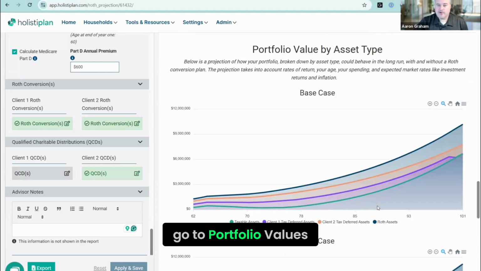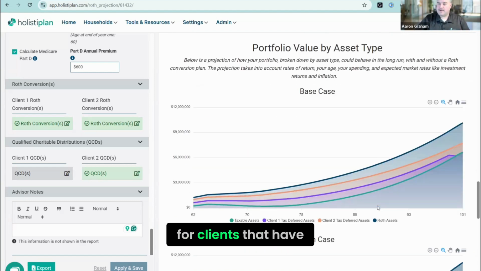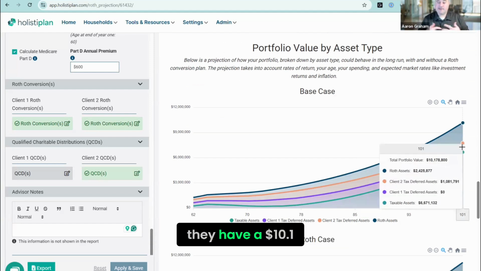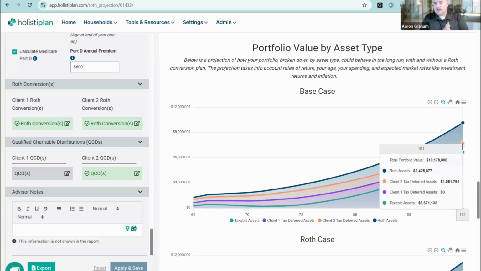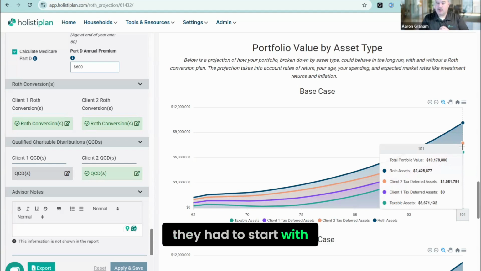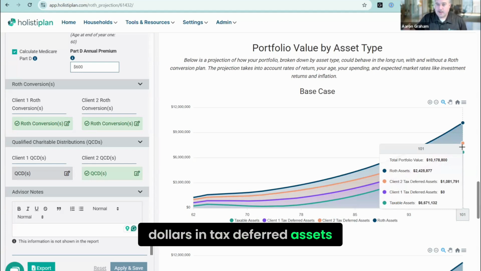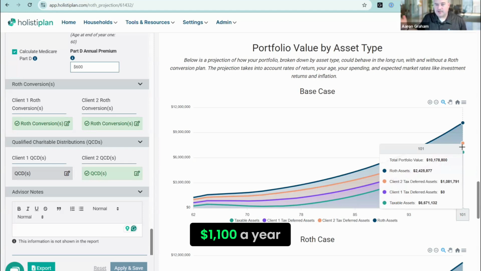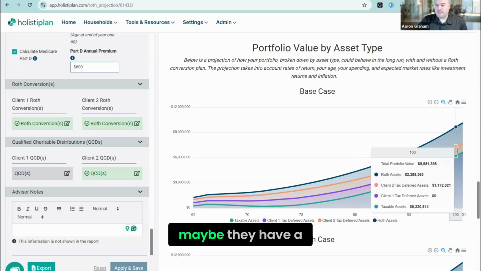And then as we go to portfolio values by asset type, these are really helpful for clients that have a legacy wish, right? So if we don't do these Roth conversions, everything continues to grow. They have a $10.1 million portfolio. Almost $2.5 million of it is in Roth assets from that $250,000 they had to start with. They have $1 million in tax deferred assets. If they have one beneficiary, that one beneficiary is going to have to take out, excuse me, $110,000 a year, roughly, to spread that out over the 10 years under the SECURE Act. So I don't know, maybe they have a beneficiary that's in a high income tax bracket, maybe that's not ideal.